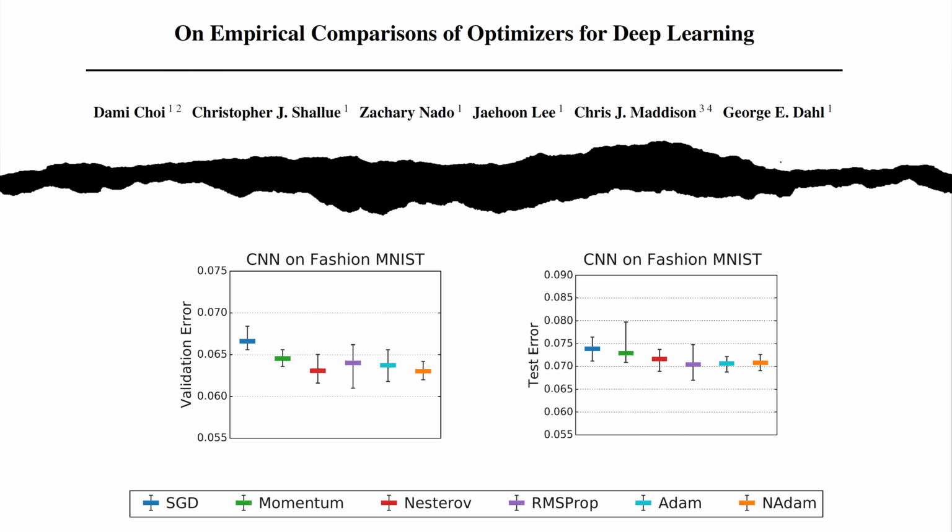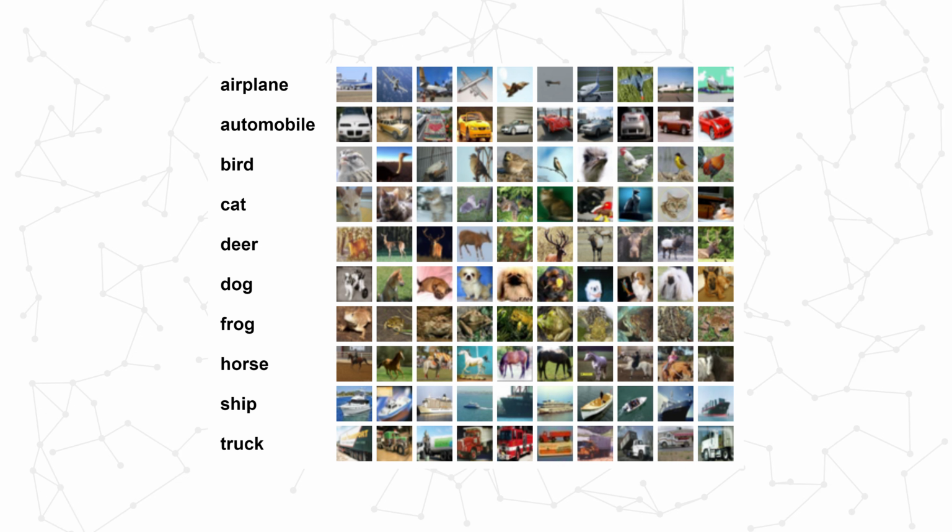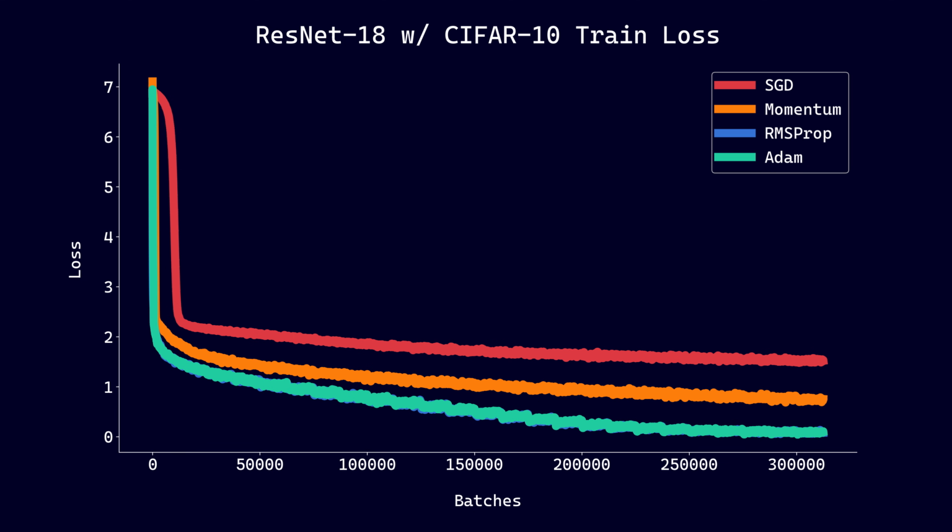They used the Fashion MNIST dataset, again with a CNN, and we see that test error was minimized with RMSprop, Adam, and the NADAM optimizers. Now let's take a look at the ResNet 18 model. I just pulled the model architecture from TorchHub and used the CIFAR-10 training dataset. As we can see here, Adam once again is king.